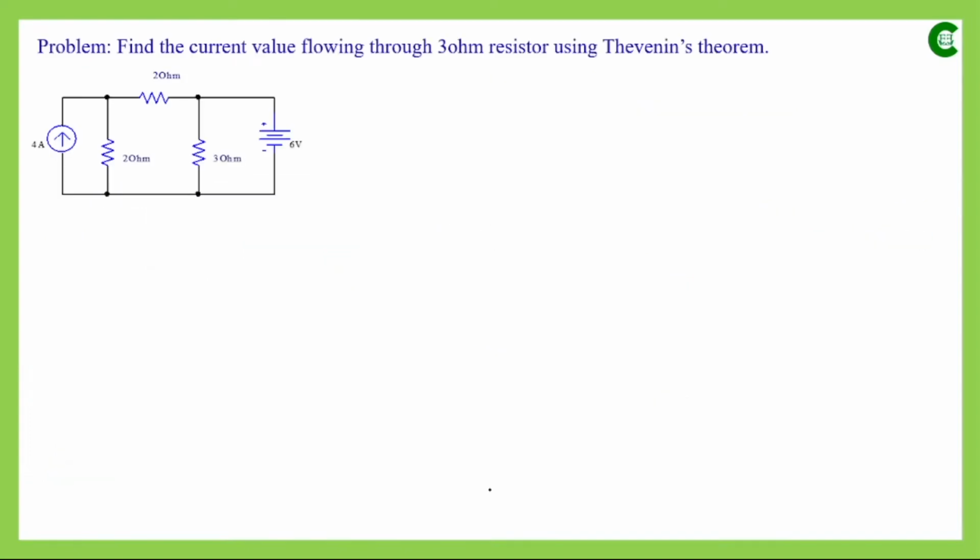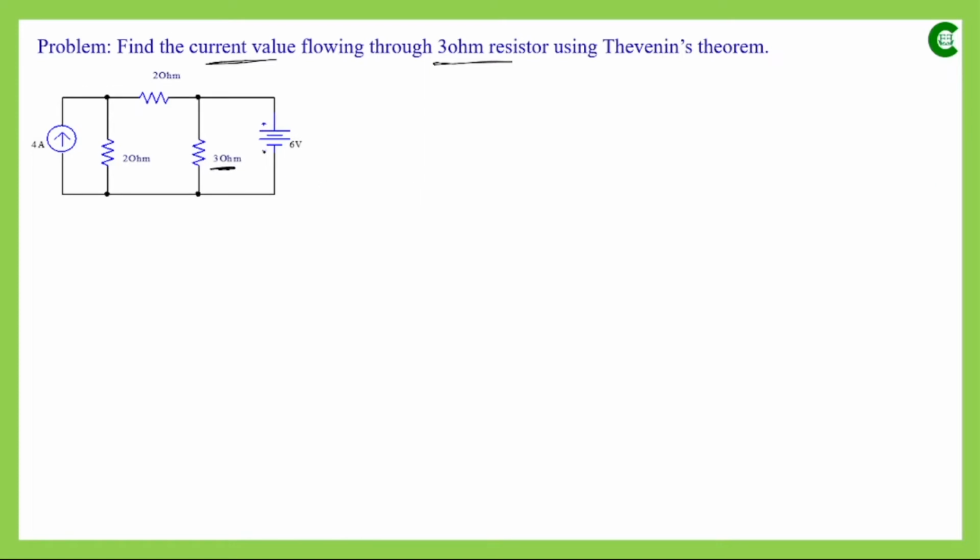Next we will apply Thevenin's theorem and simplify an electrical network. Now in this network, what we have to find out is the current value which is flowing through this 3 ohm resistor by applying Thevenin's theorem. This is the 3 ohm resistor through which we have to find the current value.